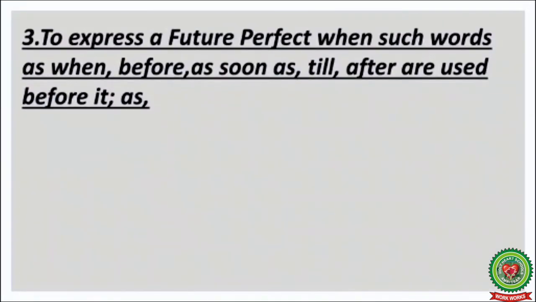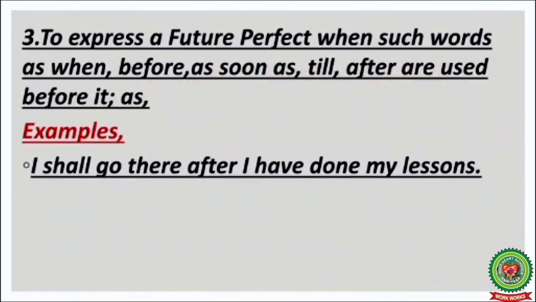Now come to the third point. To express a future perfect when such words as when, before, as soon as, till, after are used before it. For example, I shall go there after I have done my lessons. Here we are talking about two actions. One action will be completed, then the second action will be done. So the action that will be completed first, with that we use present perfect tense, especially after the conjunctions like before, as soon as, till, after, when, etc.